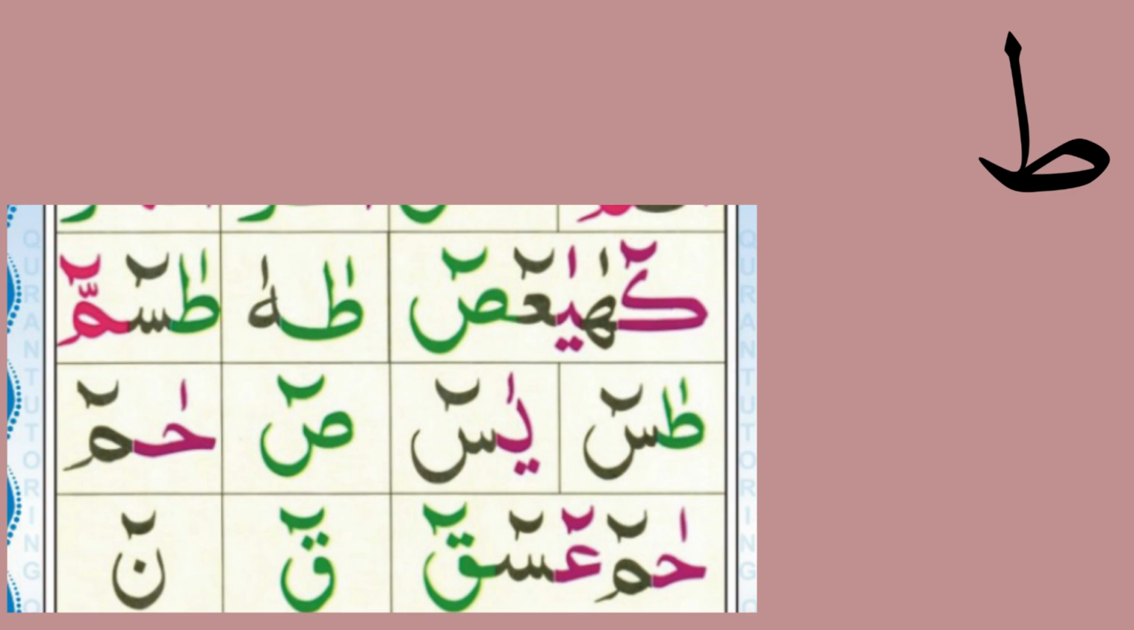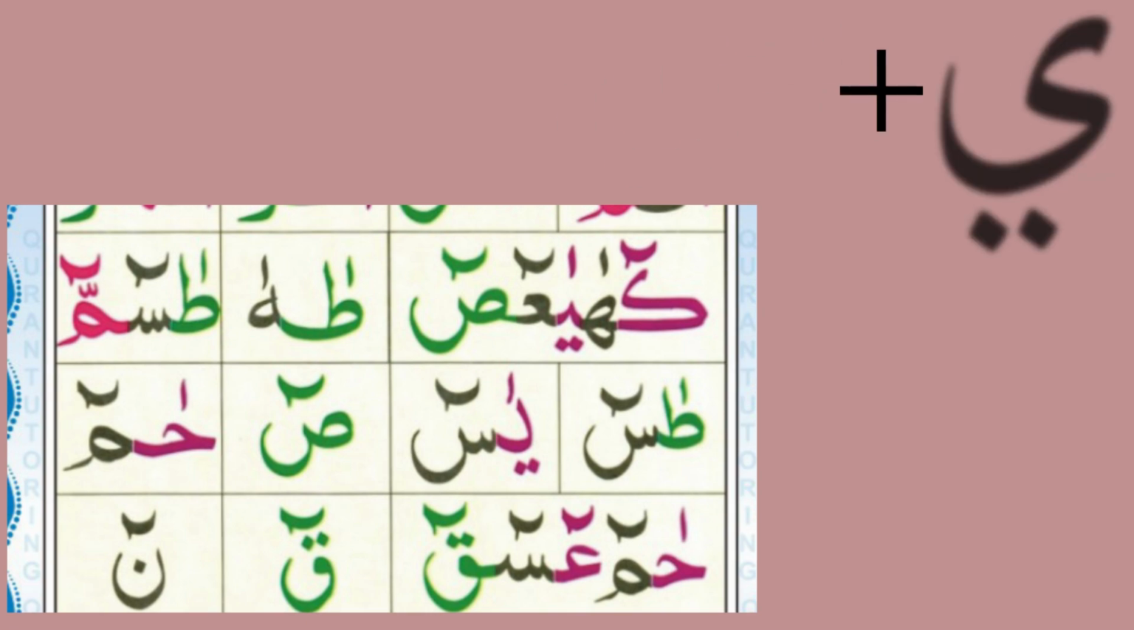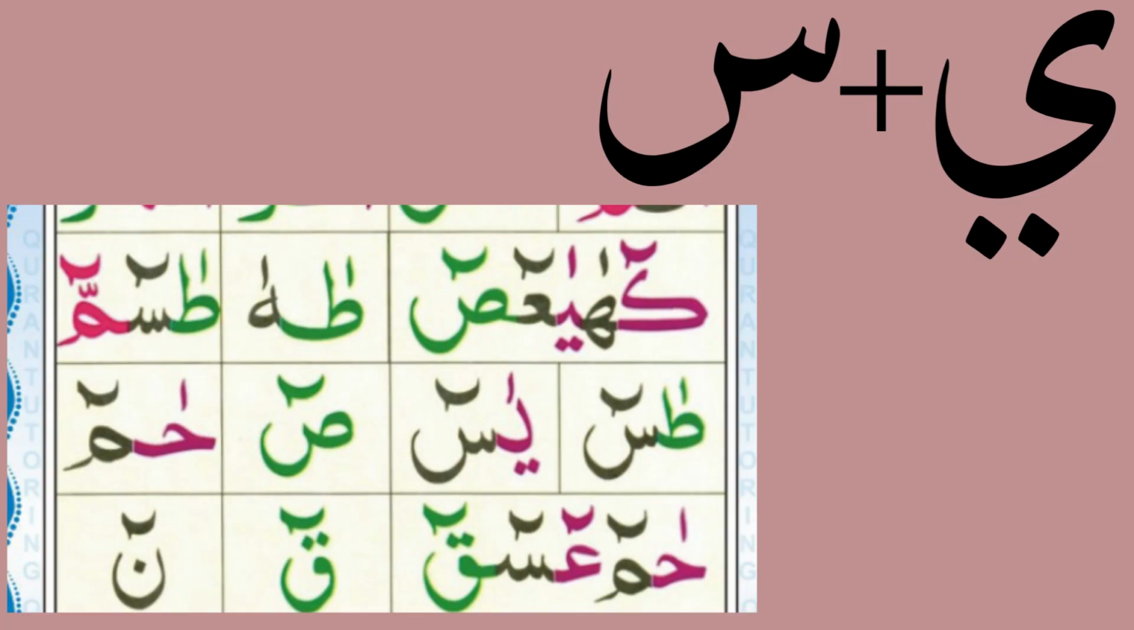Ta Seen. Okay, the next word is Ya Seen. Ya is stretching up to 2 counts. Seen is stretching up to 5 to 6 counts.